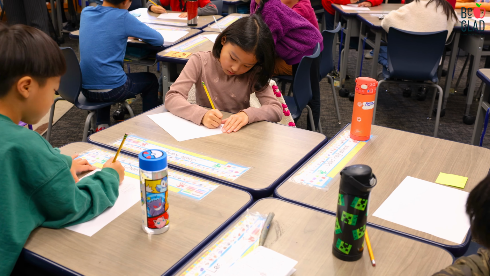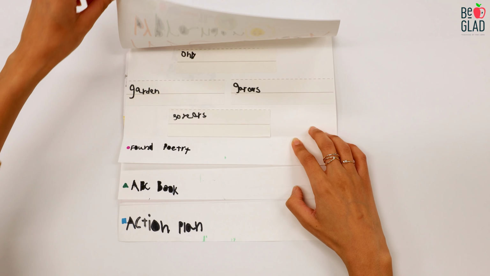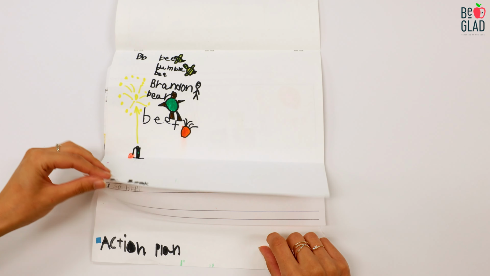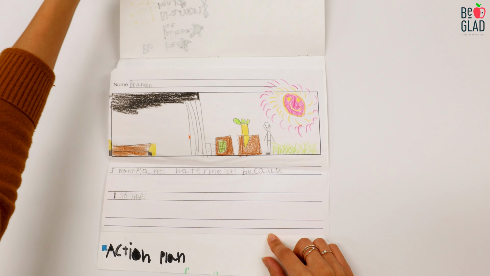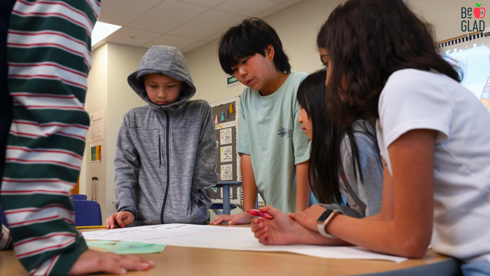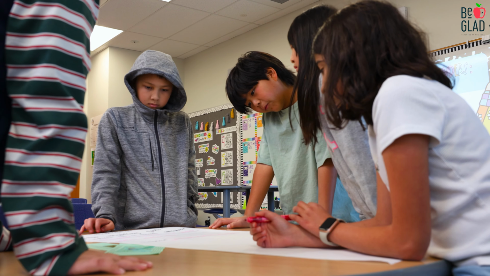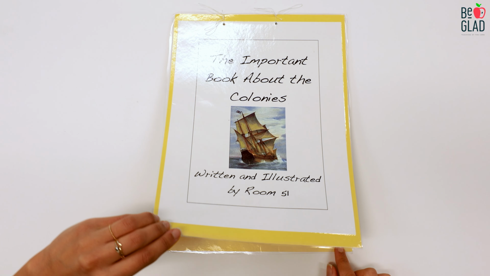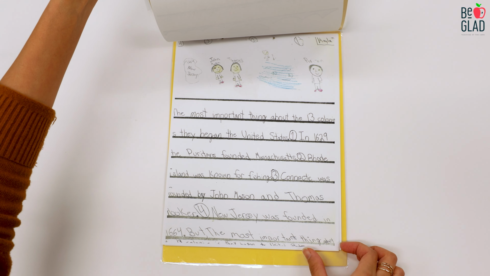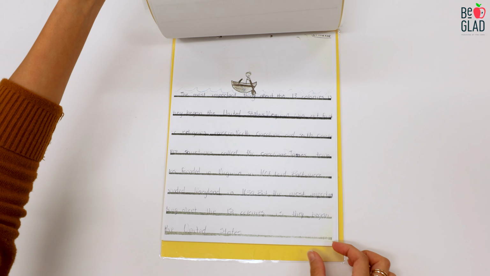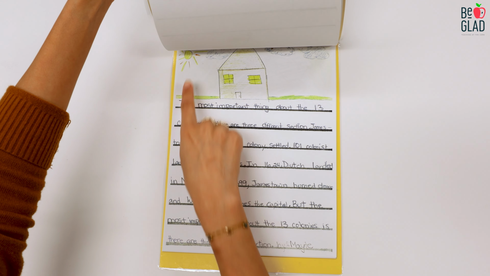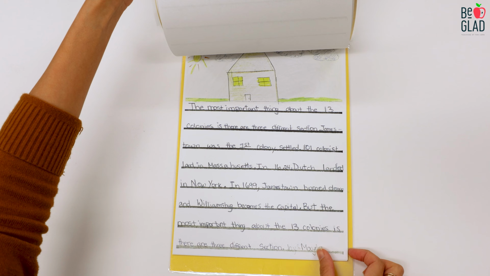This student, Brandon, a kindergartner, included found poetry, an ABC book page, and an action plan within his individual portfolio. Individual tasks can also be compiled and then put together into a class-made book. For example, this class wrote the important book about the colonies. Each person wrote a page, made an illustration, and then the teacher put it together into a class-made big book. Each student created a page and incorporated important content utilizing the whole class big book frame.